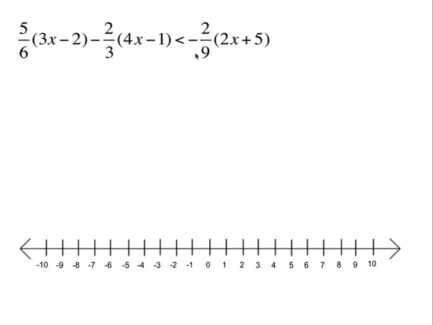Okay, this one looks really, really scary, and most people will freak out about this. But if you notice, we have three terms, only three terms. There's a term, that's a full term, and that's a full term. So what we need to do is multiply every term by the common denominator.